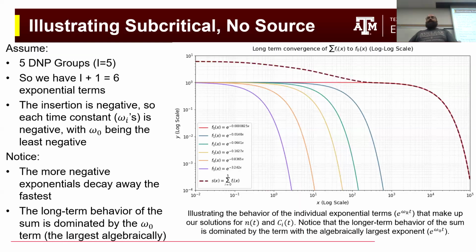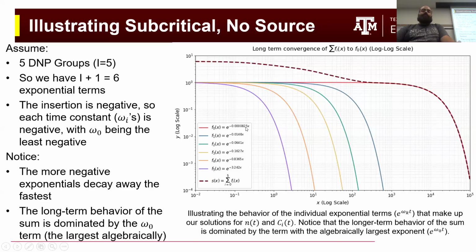So when I was explaining this yesterday, I kind of felt like I was getting some weird looks. So I wanted to plot what I was talking about. In this example, there are 5 delayed neutron precursor groups, which means we have I plus 1, which is 6 exponential terms. So F0, F1, 2, 3, 4, and 5 are the individual exponential terms that would appear in my solution. And notice all of these are negative, but the omega zero term is the least negative in terms of its value for omega zero.